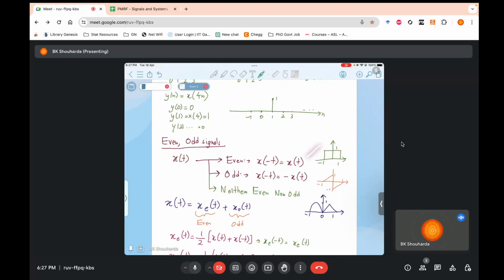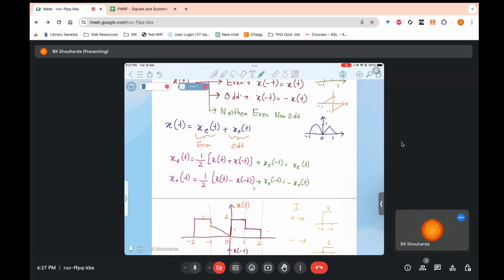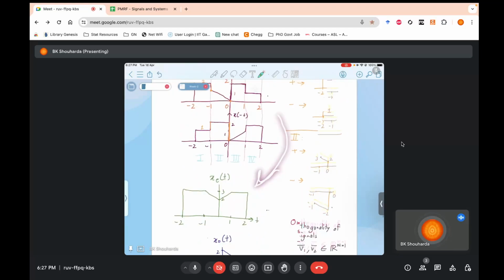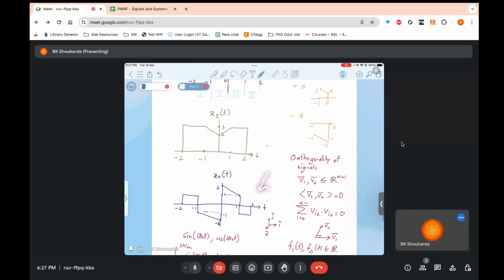Even signals, odd signals, then neither even nor odd. You can decompose signals as a sum of an even and an odd signal. If you have a signal x(t) and you are asked to find the even and odd part, you take x(t) and x(minus t). You take the average of them, that's the even part. And you take the difference divided by 2, you get the odd part. Very simple. This was an example of finding the even and odd part of a signal.